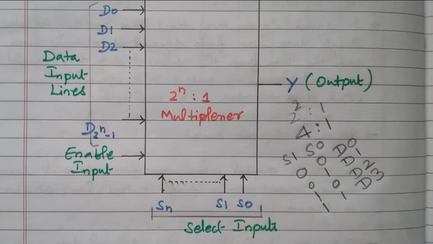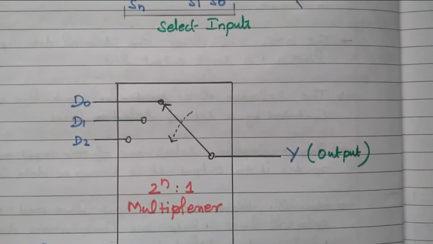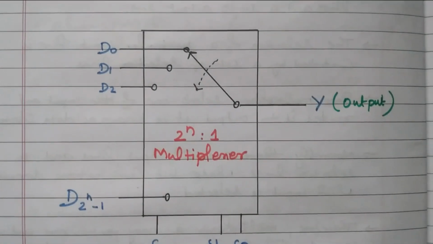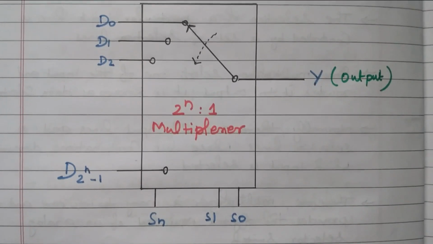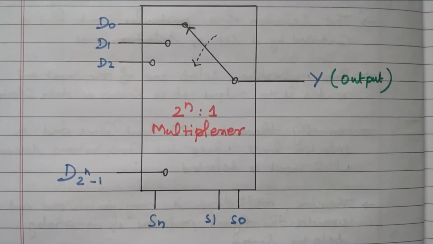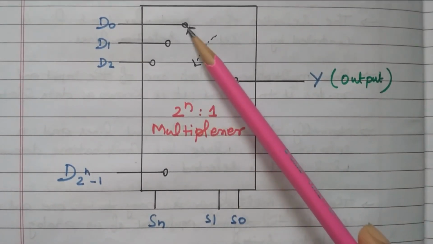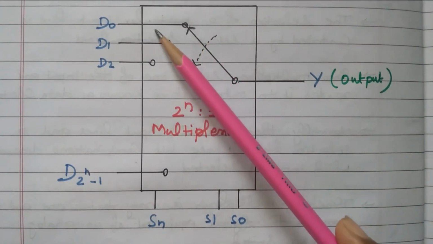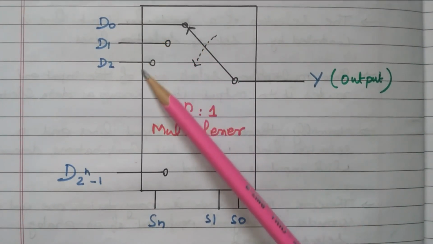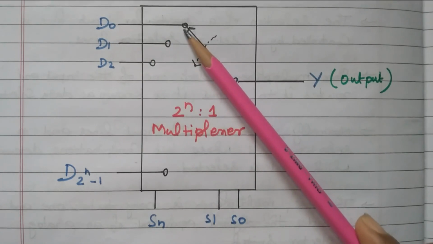One more block diagram is available. We will see how it acts as a switch, how it acts as a digital switch. Same block diagram having different notation, right? So this is the selection line. These are the data inputs D0, D1, D2 like that. So it will act as a switch.